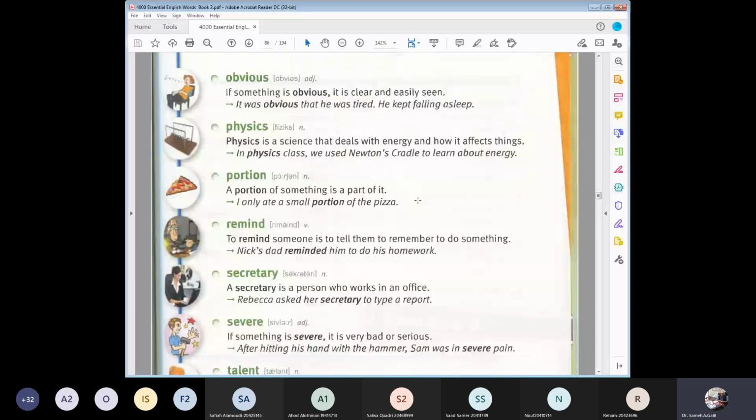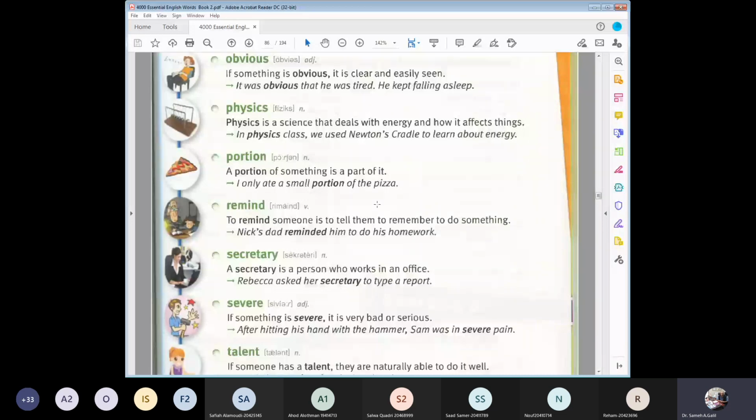And then you have the word obvious, which is similar to apparent that we started with. So if something is obvious, it is clear and easily seen. So it was obvious that he was tired. He kept falling asleep. If you keep falling asleep, this is a sign that you are tired, and this is normally obvious or clear. Physics, of course, you know what physics is. So in physics class, we use Newton's cradle to learn about energy.